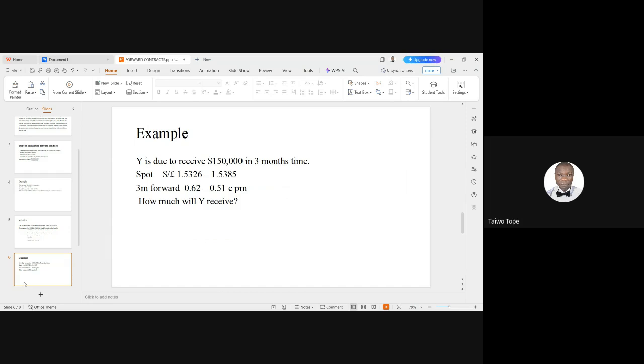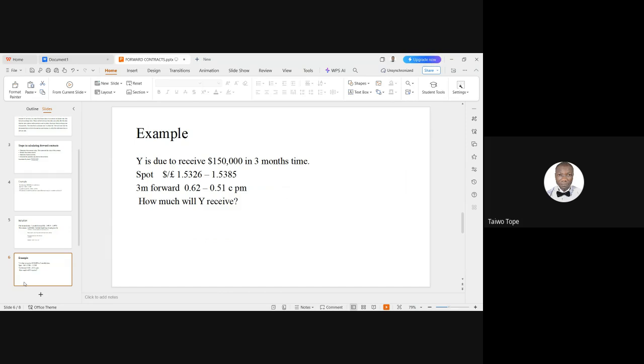Looking at this next example, it is a case of receipt. Y is due to receive $150,000 in 3 months' time. The spot rate is quoted as dollar to pounds 1.5326, 1.5385. The 3 month forward is quoted at a premium of 0.62, 0.51 cents.